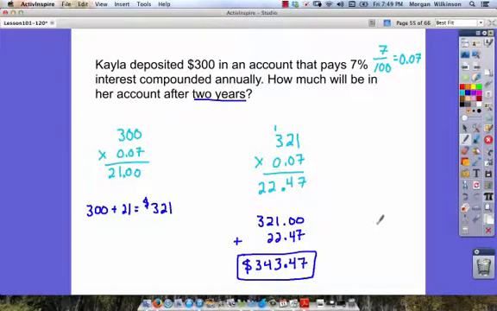It's important that we read these questions to find out after how many years we have to report our answer.